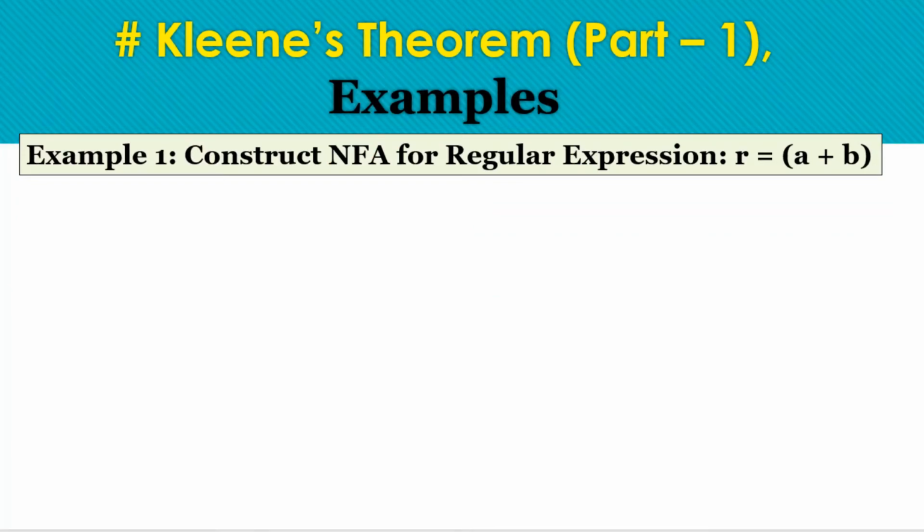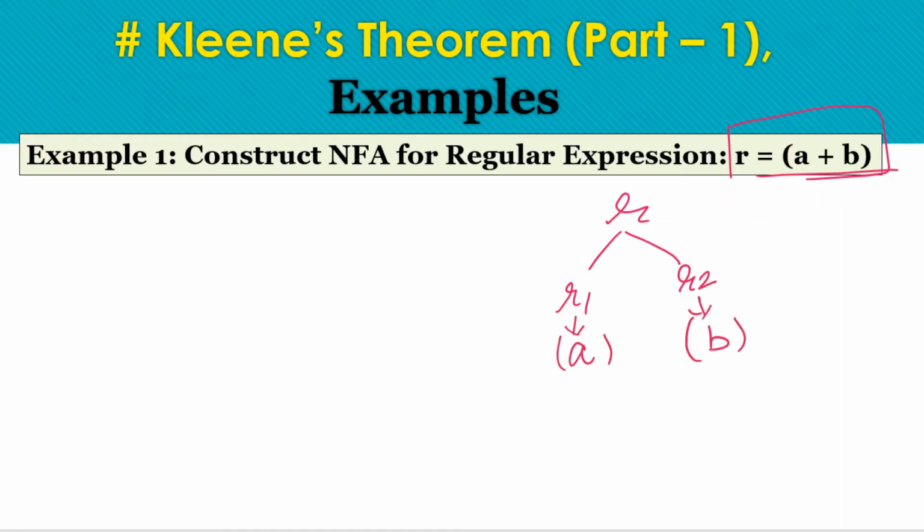So our first example is construct the NFA for regular expression this. Here this is our regular expression. Now divide this expression into two parts as the length of the regular expression is greater than 1. So we are dividing the expression into two parts as R1 and R2, and R1 is having A and R2 is having B, and both expressions are combined under the union operation, means the first identity is used here.